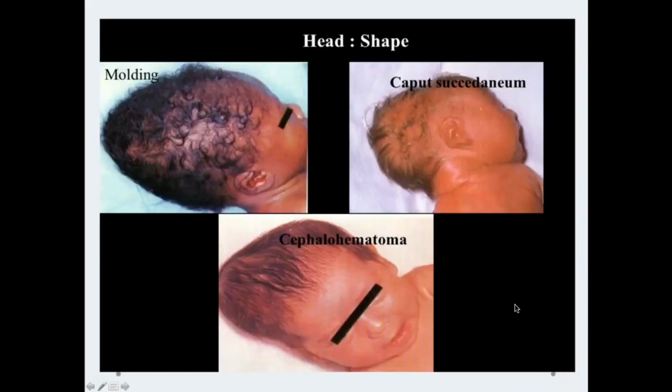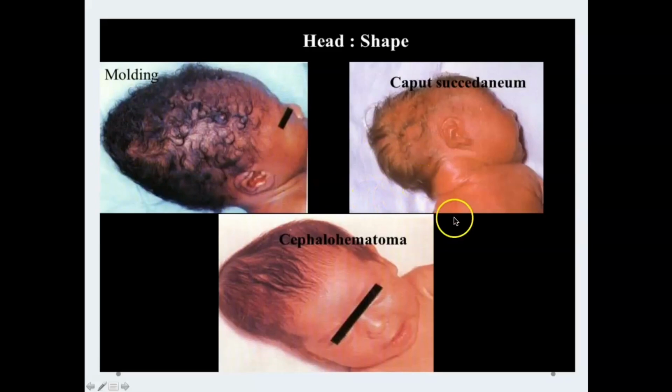So this is just showing pictures of caput, where it's over here all the way across, fluid collection. The cephalhematoma, where it's just here on one side, and then the molding is the elongated shape of the newborn's head.